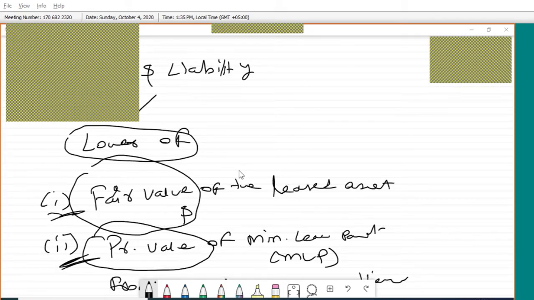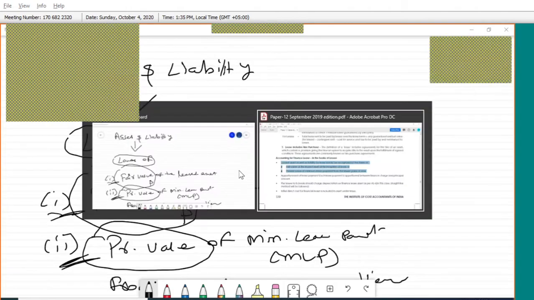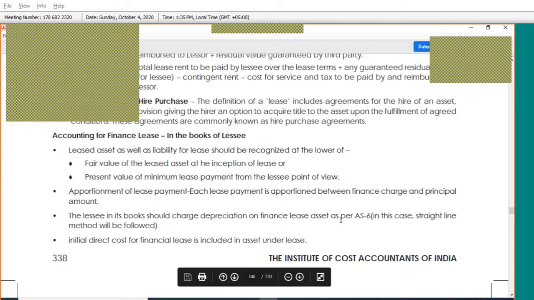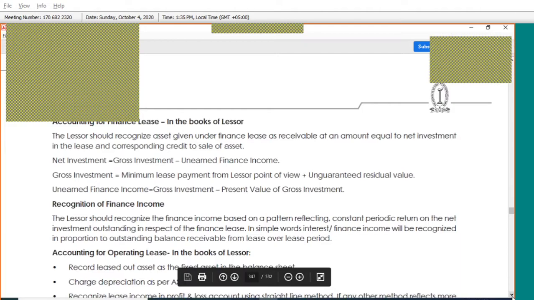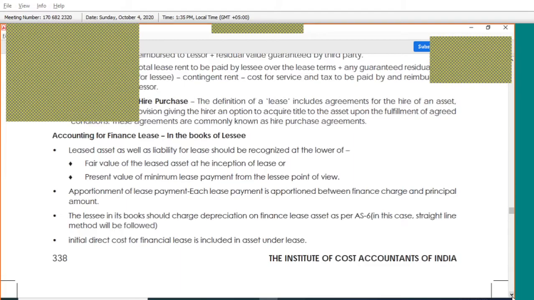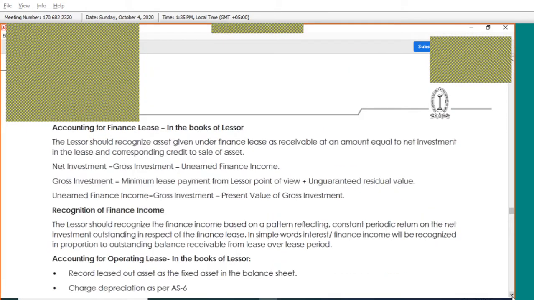Then what to do, sir? What is the next step, sir? What we will do is we will work out a small problem based on this topic.